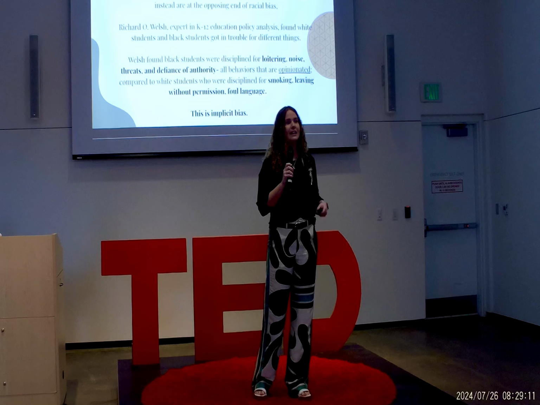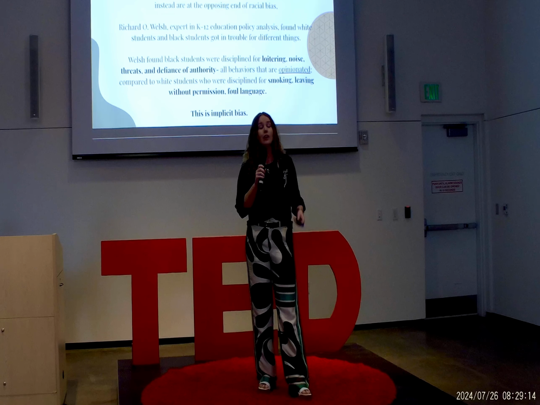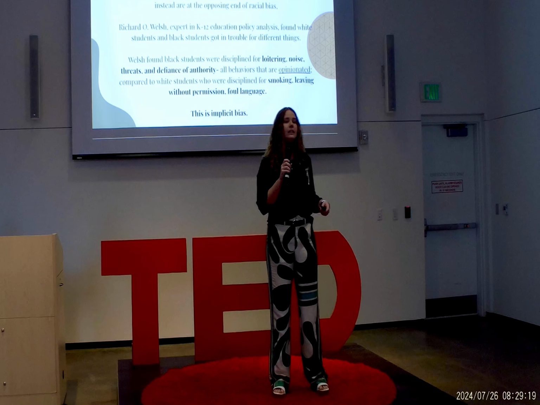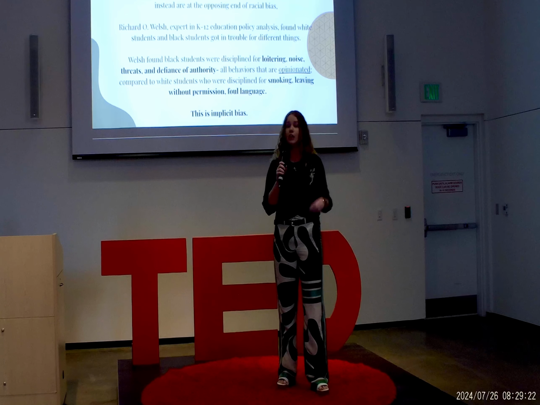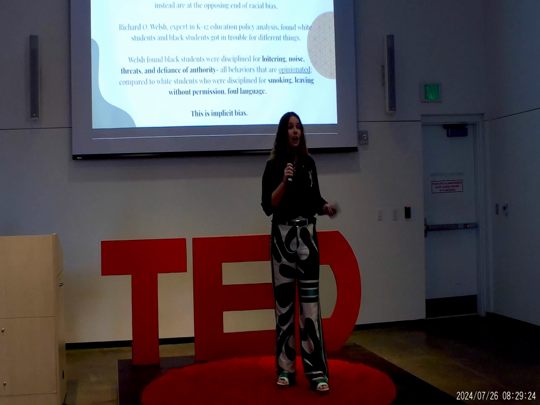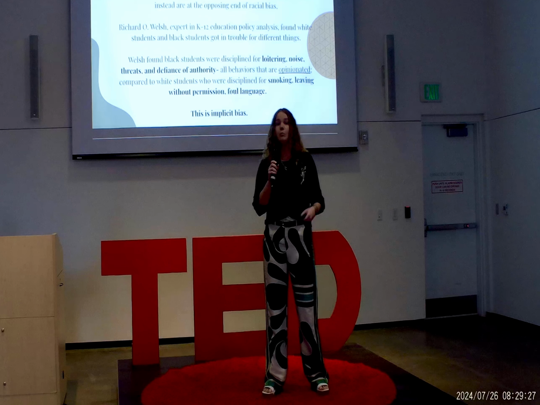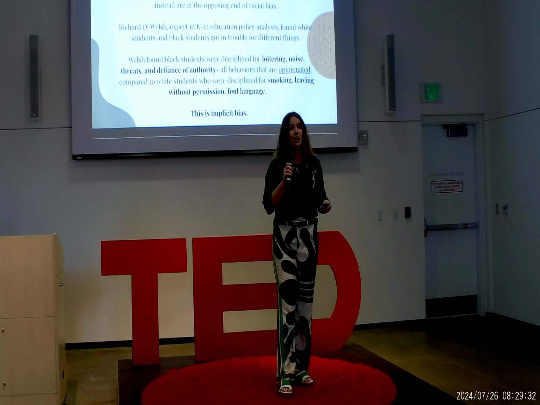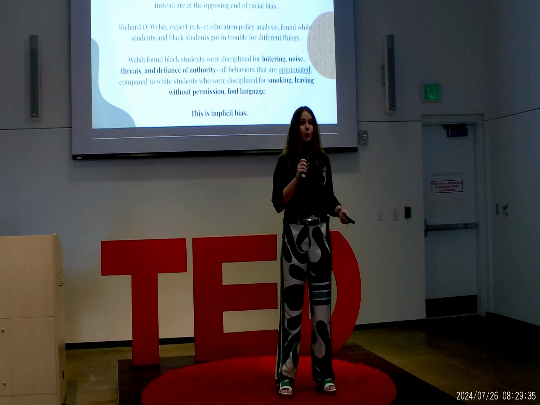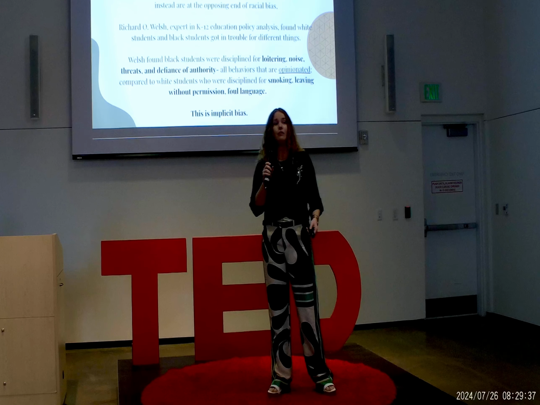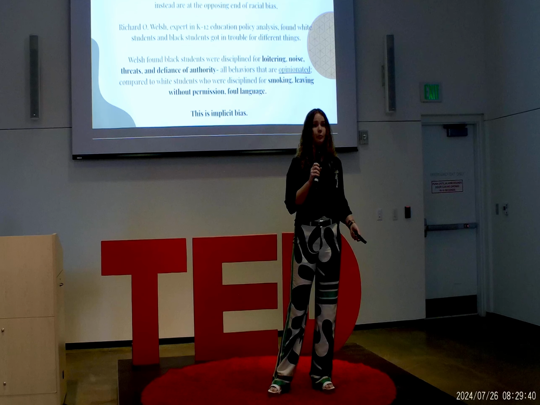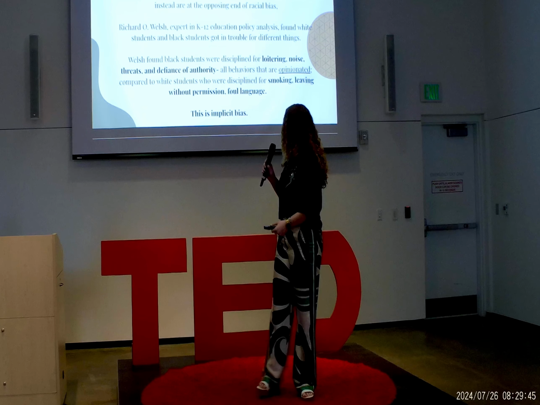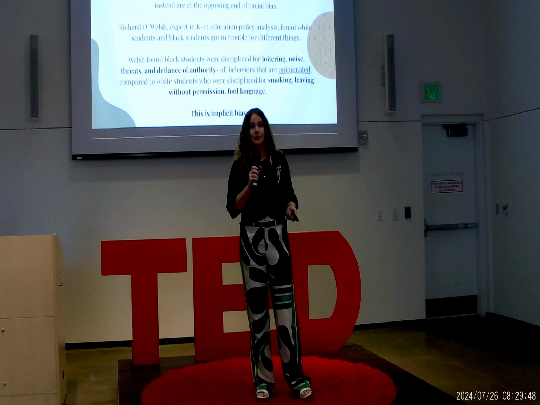Richard O. Welsh, an expert in educational policy, found that white students and black students were disciplined for different things. White students were more likely to be disciplined for rules that are clearly laid out in the classroom, school, and district policies, like foul language and leaving without permission. But Black students were more likely to get in trouble for judgment-based disciplinary actions, like defiance of authority and being perceived as a threat. And unfortunately, this doesn't just stop in the classroom. There have been many young men that have been killed due to being perceived as a threat. This is implicit bias.